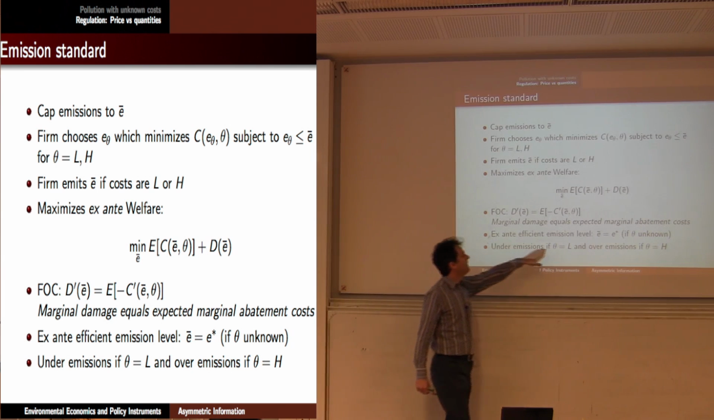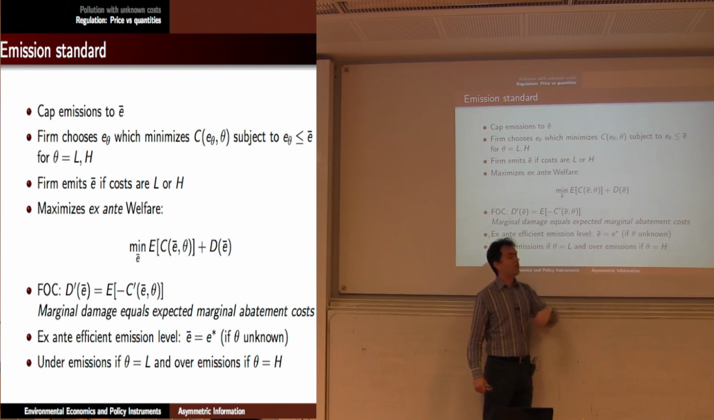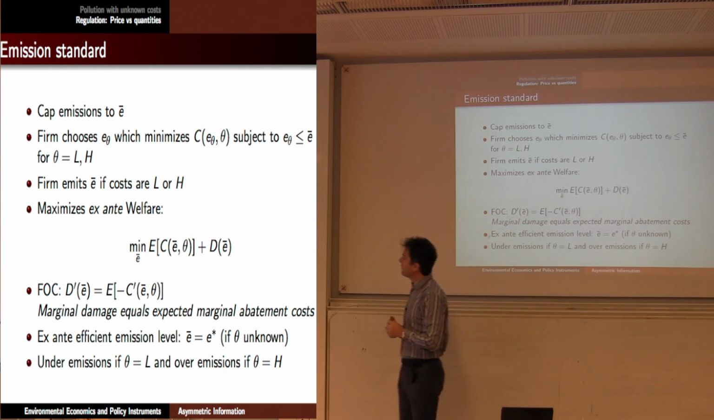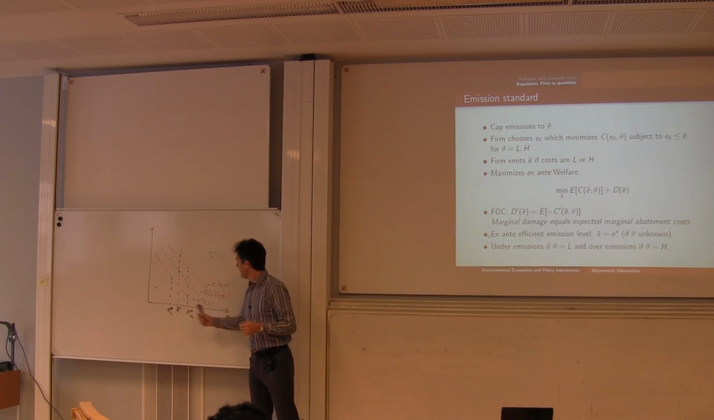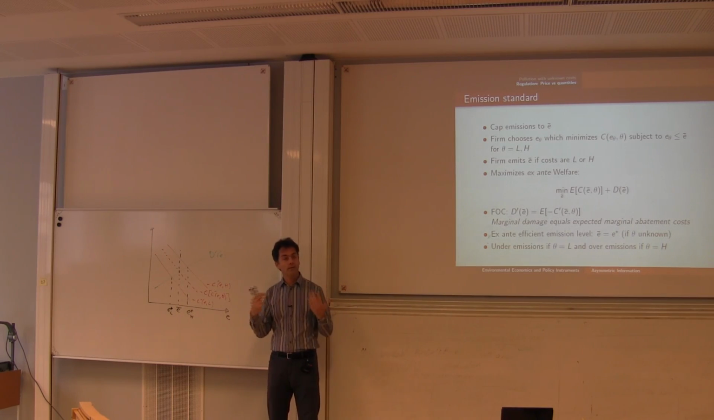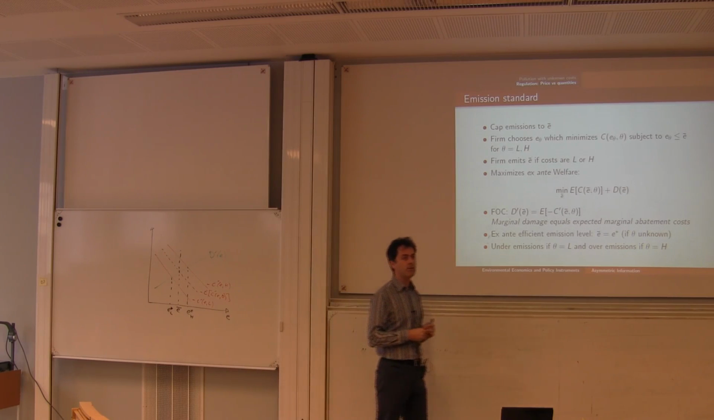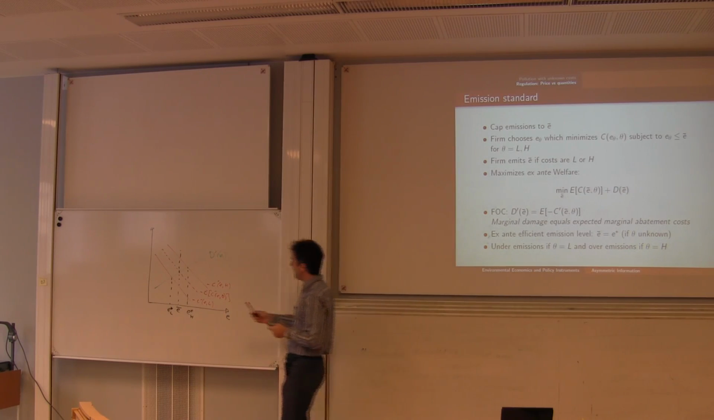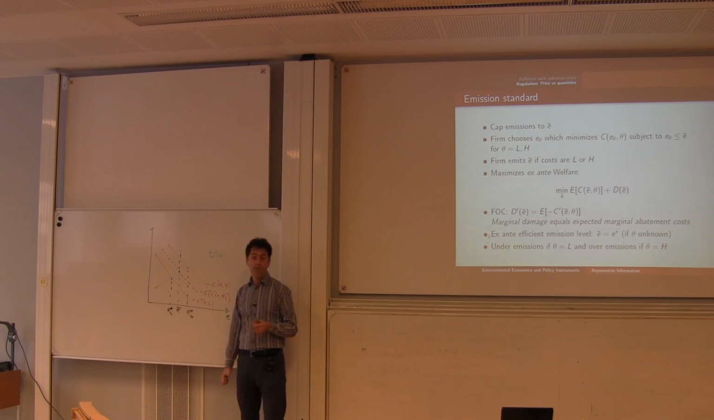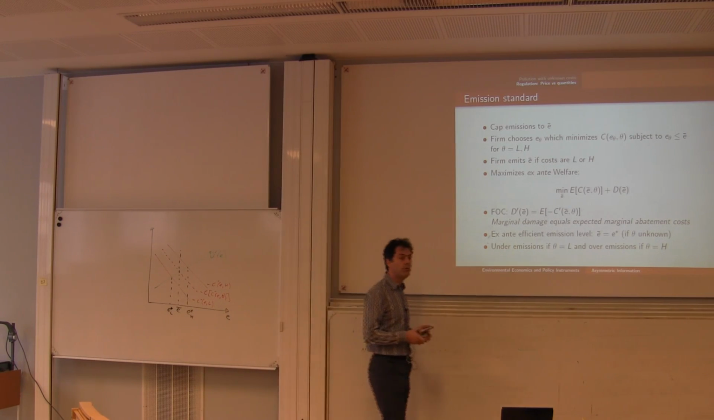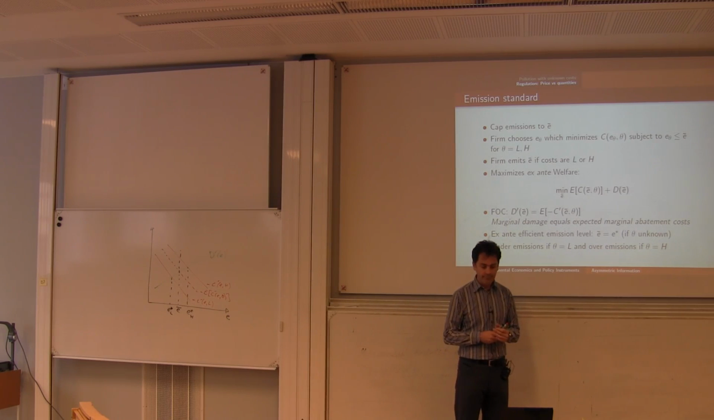Sometimes this level of standard is called the ex ante efficient emission level. Why ex ante? Because it will be the efficient emission level if you don't know the right abatement cost. So ex ante in the sense that before you know the right abatement cost. Whereas these two levels are the ex post efficient level. That is, once you know the real abatement cost.